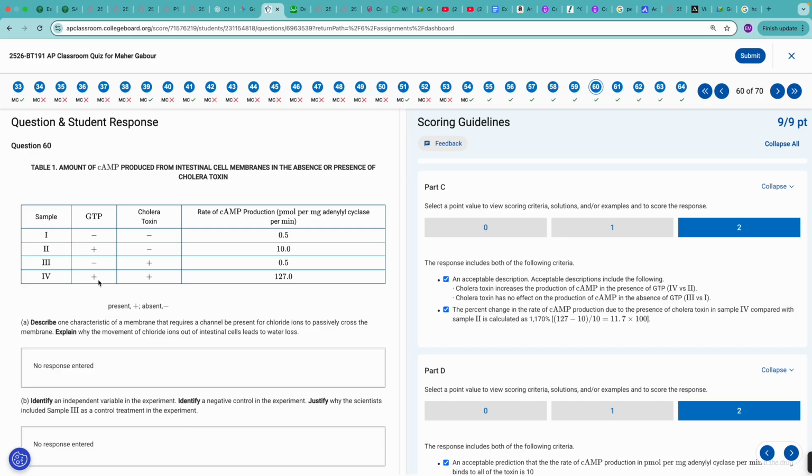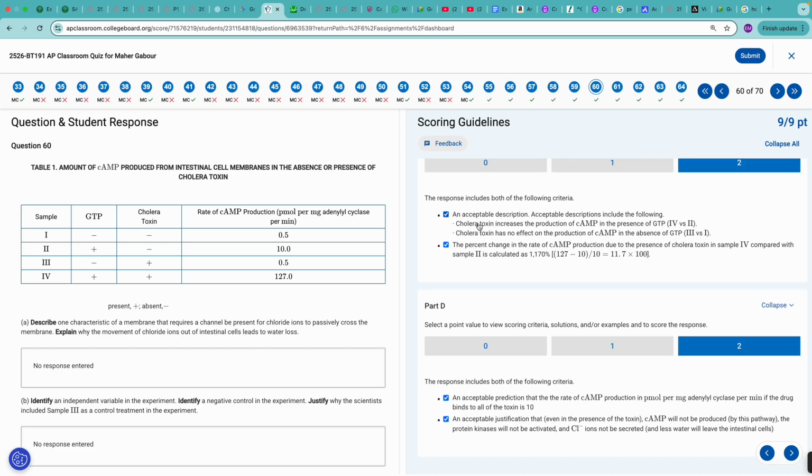So for this we're going to say that in samples I and III, when we added the cholera toxin, it had no effect. In samples II and IV, when we added the cholera toxin, it increased the cyclic AMP production drastically. But that's only because you had GTP. Cholera toxin increases the production of cyclic AMP in the presence of GTP, just like I said, and the cholera toxin has no effect on the production of cyclic AMP in the absence of GTP.